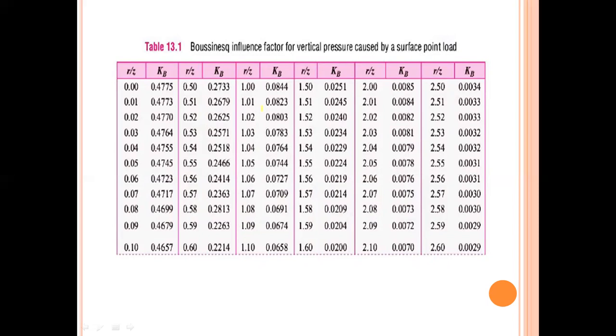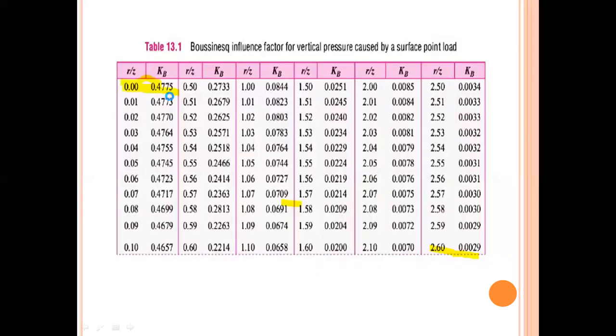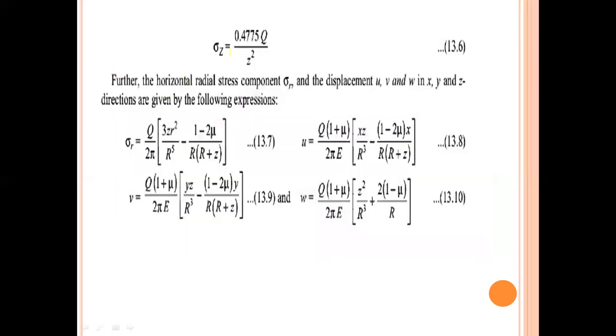Here the table gives the values of r by z and Kb. In this table the r by z starting value is 0 and the Kb value is 0.4775, and the last r by z value is 2.60 and the Kb value is 0.0029. It is the Boussinesq equation influence factor. Then substituting the zero value, sigma z equals 0.4775 Q into z square.